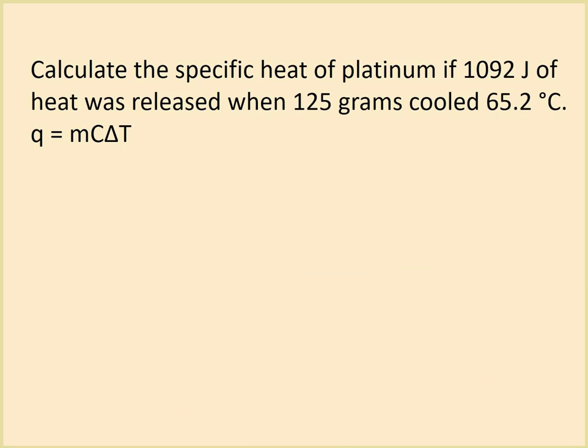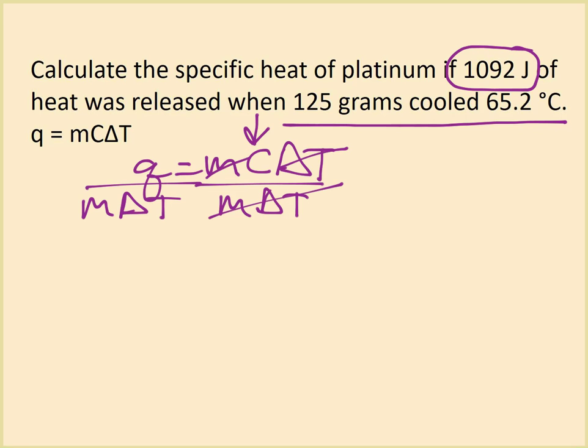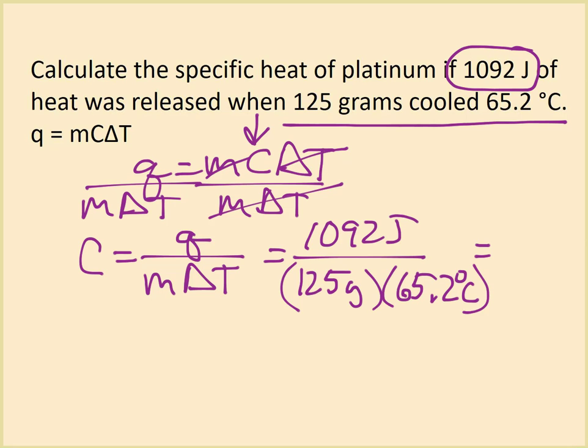It won't make sense. Calculate the specific heat of platinum if this many joules of heat is released when this many grams cooled. So I'm going to use my equation, and what I'm solving for is this C. So I want to isolate that. So I have specific heat equals Q divided by mass times delta T. Put in what we know. And when I do my math, I get 0.134. And then notice all these units: joules on top, grams on the bottom, times degrees Celsius. So those are our specific heat units.